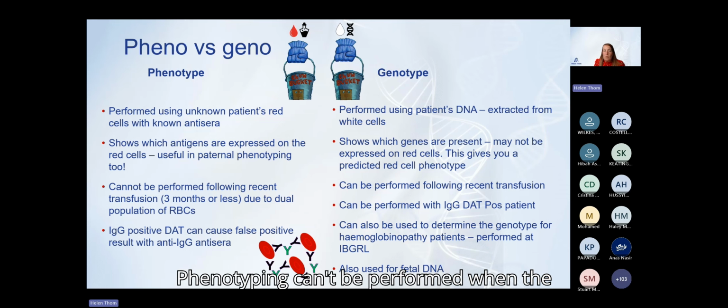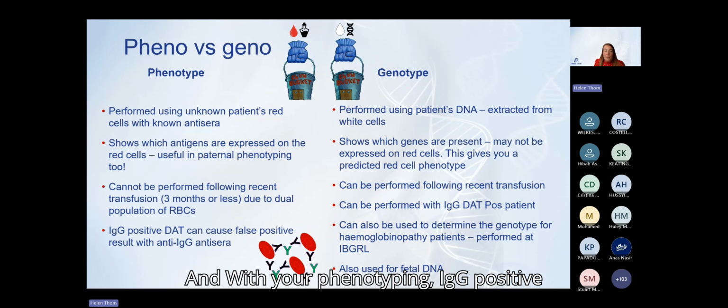Phenotyping can't be performed when the patient's been recently transfused, so we say within 3 months or less. And this is due to the dual population of cells, because if you were performing phenotyping, it's going to be a mixture of patient and donor cells, and you would get a false positive reaction or even a mixed field reaction, so you wouldn't actually be able to see whether the patient was antigen negative or not. Genotyping can be performed following a recent transfusion.